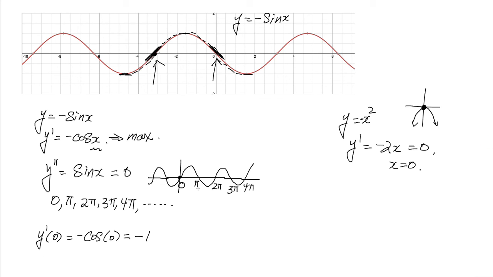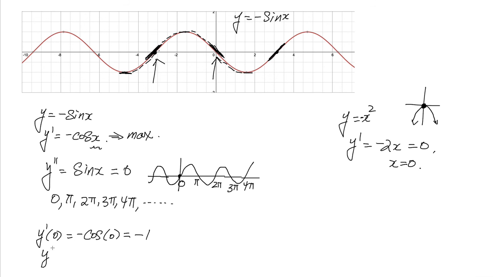Let's do the same thing for, say, pi here. At pi it looks like we have a positive slope, and that's our maximum slope there. So y prime at pi is negative cos of pi. Cos of pi is negative 1. We multiply that by negative 1 to get 1. So the slope there seems to be equal to 1. So that's our maximum, and that's our minimum, and they occur periodically.